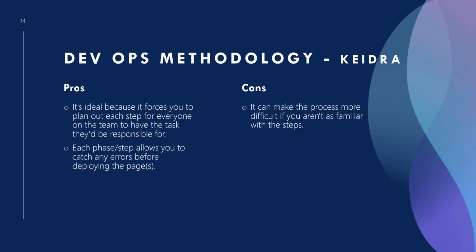The DevOps methodology helped with the overall project. It's ideal because it forces you to plan out each step for everyone on the team and to have a task that they would be responsible for. Each phase or step allows you to catch any errors before deploying the pages. But the only downside to that is it can make the process more difficult if you aren't as familiar with each of the steps in this method.